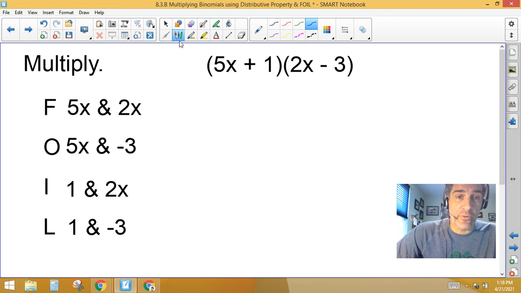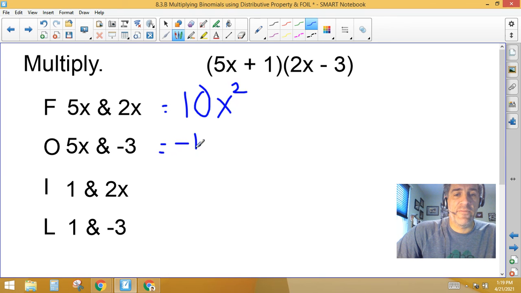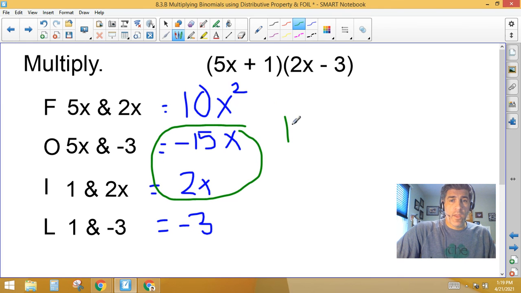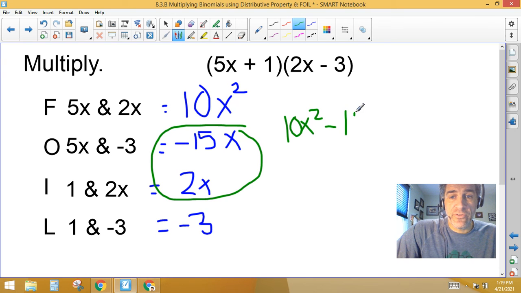Now I need to multiply them together. That gives me 10x squared. The outers give me negative 15x. Just be careful with your exponents, whether you have them or not. The inners give me just 2x, and my lasts give me negative 3. Now I want to look for like terms. These two are going to be alike, so I want to combine them. So I end up getting 10x squared minus 13x minus 3.